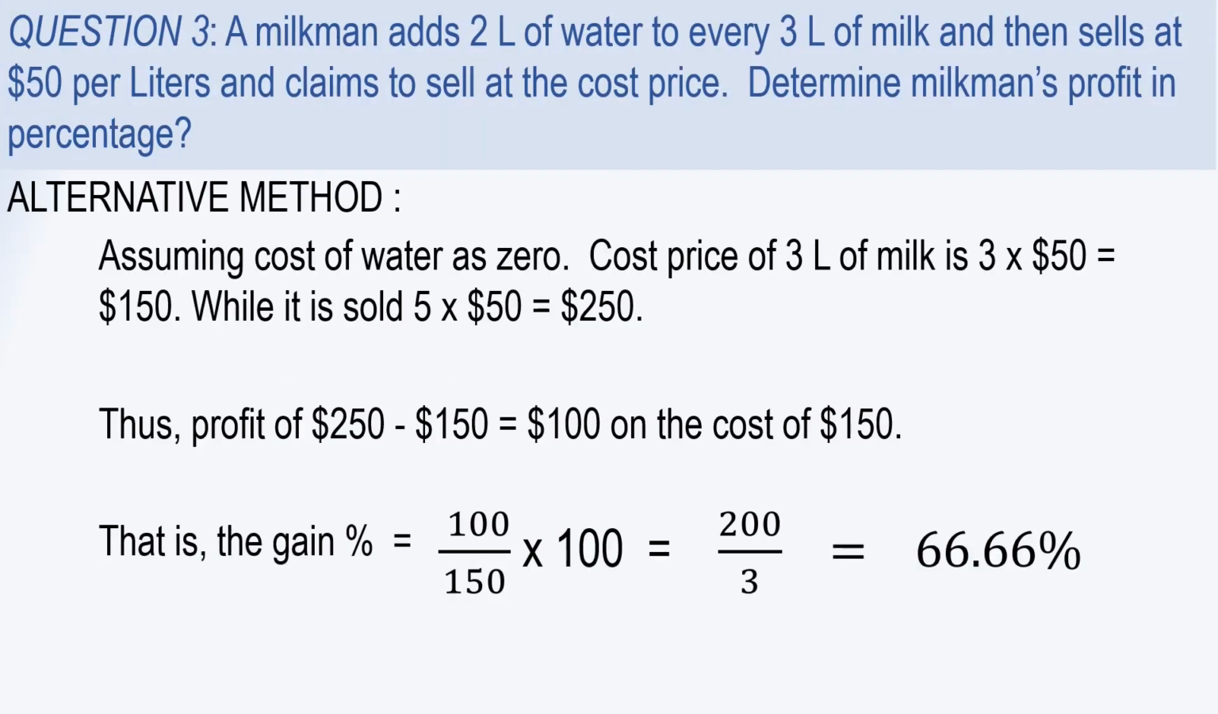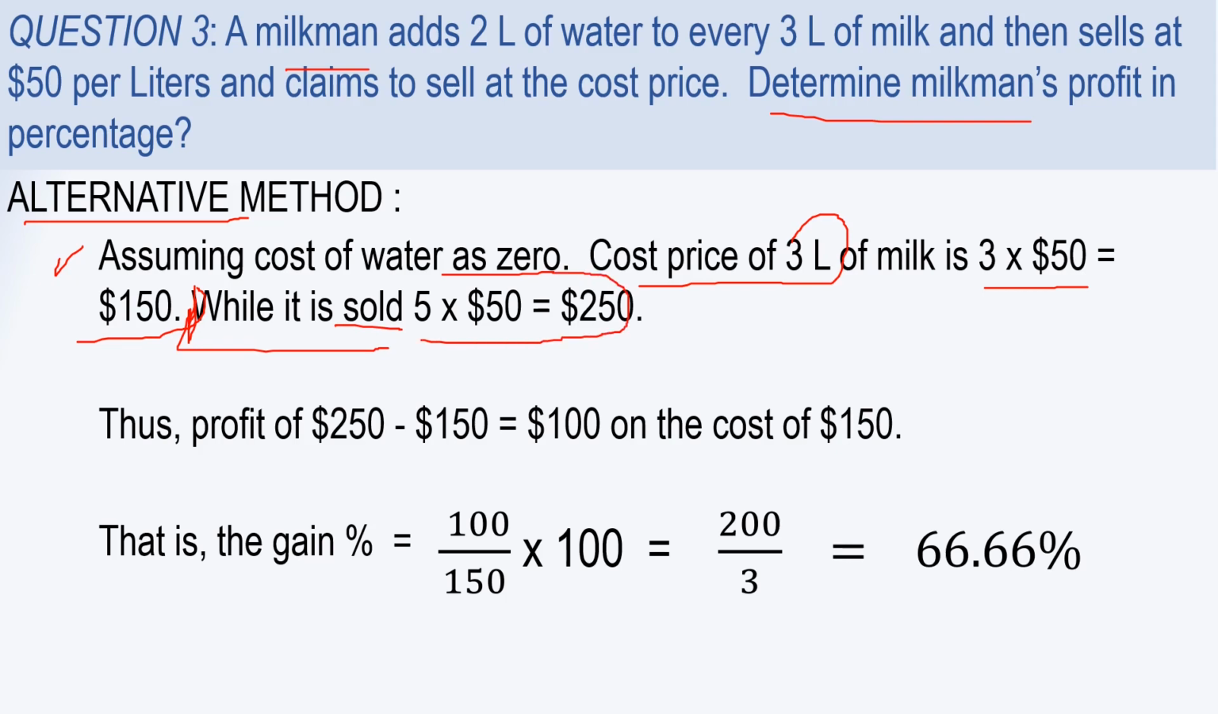And let's try to solve this in an alternate manner. So the same question number 3, that is, a milkman is adding 2 liters of water to every 3 liters, and we have to determine the milkman's profit in percentages. Now the alternate method without using the formula is that, assuming the cost of water is 0, of course we are assuming there is no cost to the water, then the cost price of 3 liters of milk is 3 multiplied by 50, which is equal to $150, while the selling price, although it is $50 per liter, we are selling it in the form of 5 liters, so the selling price is $250.